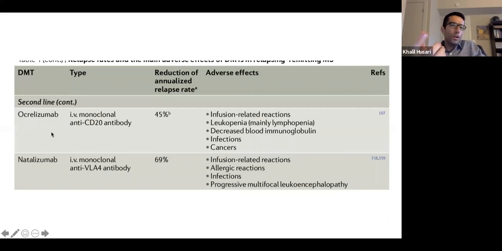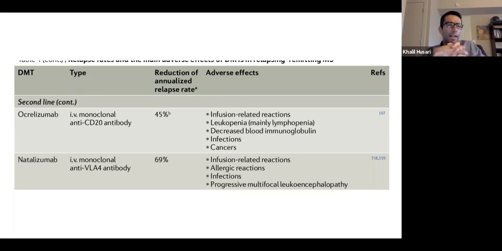So ocrelizumab is just an anti-CD20 antibody, which is exactly the same as rituximab. It's just 10 times more expensive. And it's now very well tolerated, and it's actually very well used, particularly in advanced cases of multiple sclerosis.